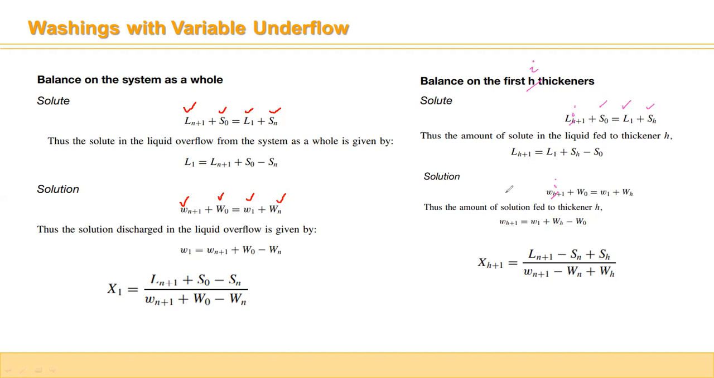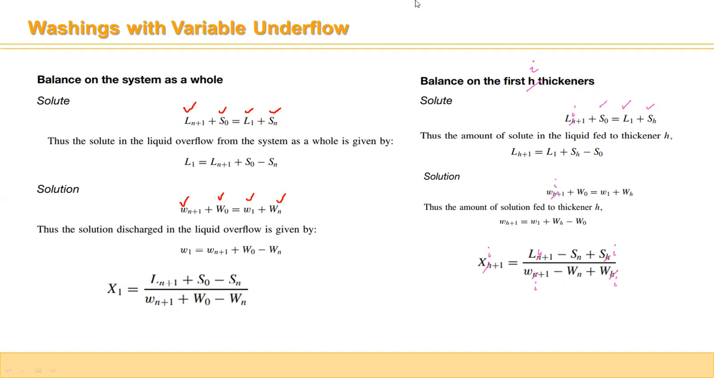Okay, solute, solution, and then the concentration. So this is the concentration of the wash water that entered your thickener I, referring now to the wash water I sub 1. So where do we get this? It's the same. In this case, you have L sub I plus 1 minus Sn plus SH. This is SI. So we just change the N here to I. This is also I.